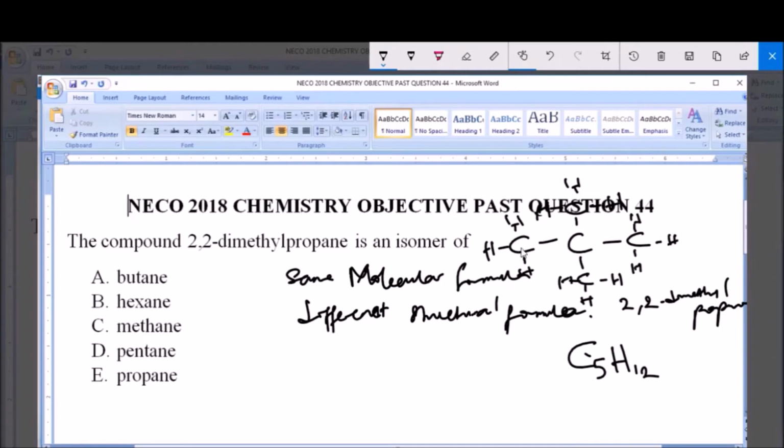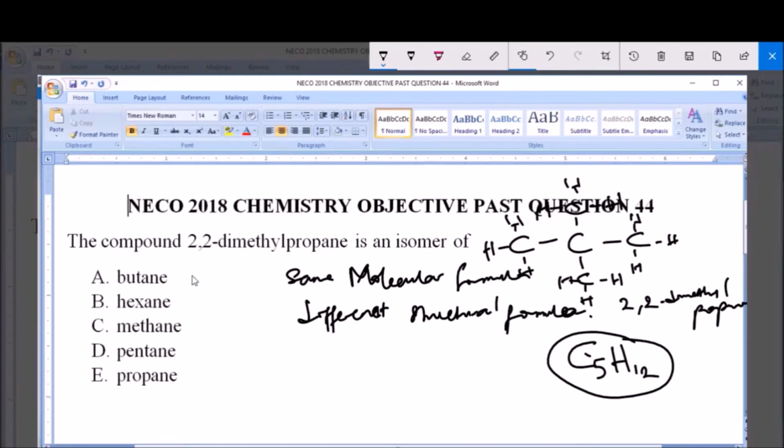Now let's count the carbon atoms: 1, 2, 3, 4, 5. The hydrogen atoms: 1, 2, 3, 4, 5, 6, 7, 8, 9, 10, 11, 12. So this is the molecular formula, and this is the structural formula. Now that means it has 5 carbon atoms. Like I said, isomers have the same molecular formula but different structural formula. Now which of these compounds has the same molecular formula as this?